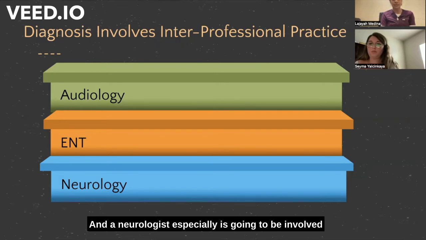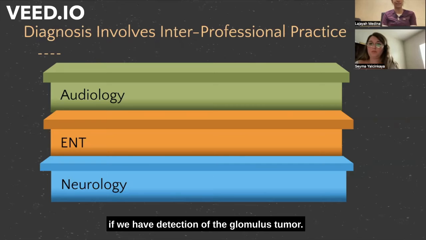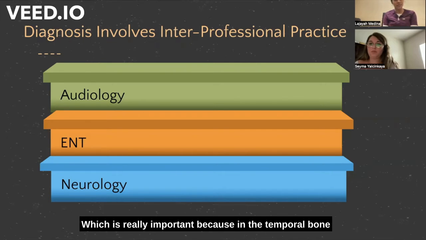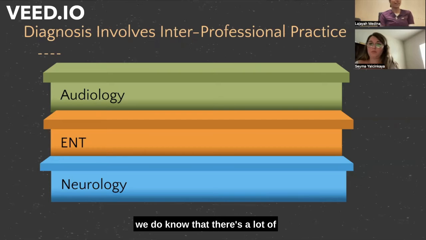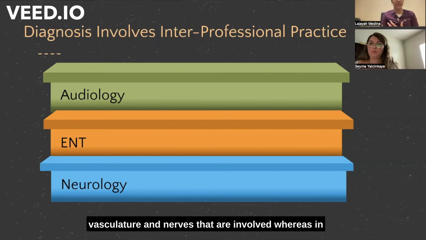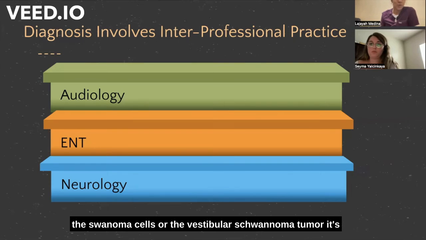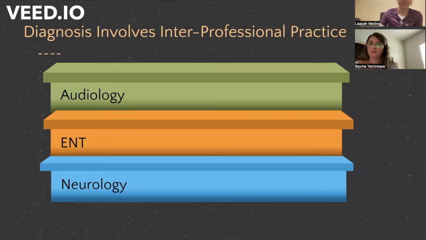And a neurologist especially is going to be involved if we have detection of the glomus tumor, which is really important because in the temporal bone, we do know that there's a lot of vasculature and nerves involved, whereas in the vestibular schwannoma, it's usually just the 8th cranial nerve.